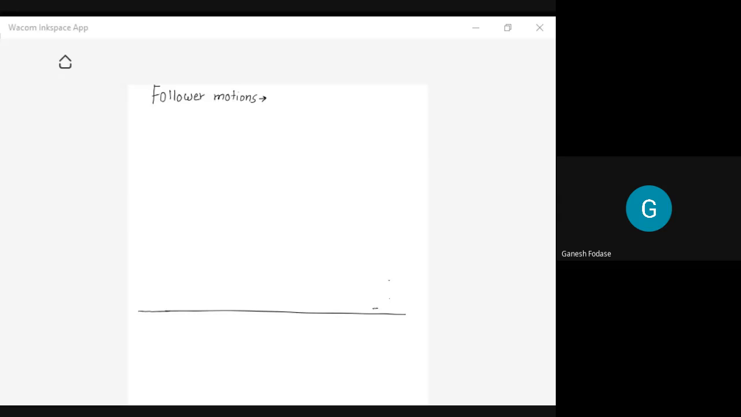Okay. So, if you remember in the last lecture, we discussed types of follower motions, and we started one motion, that is a follower motion when it is moving with a constant velocity. The first motion we discussed is nothing but a uniform motion of a follower, and today we'll see its next types.